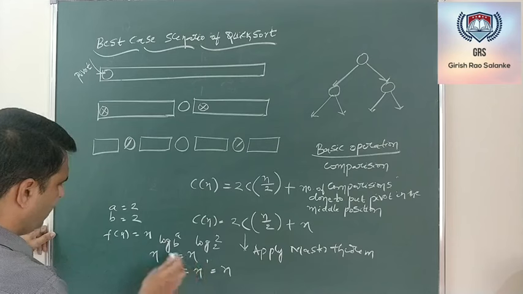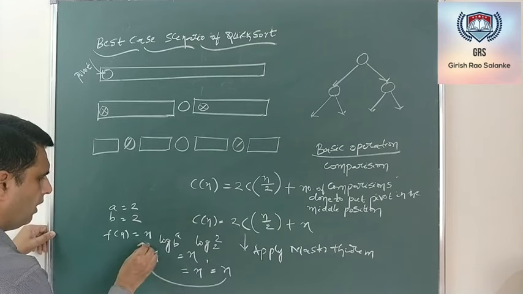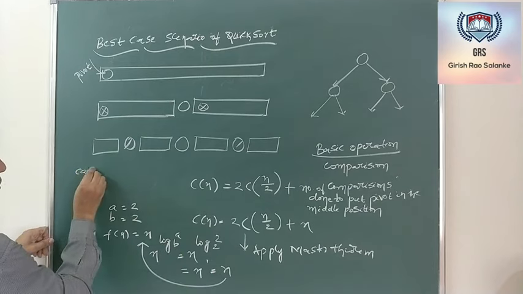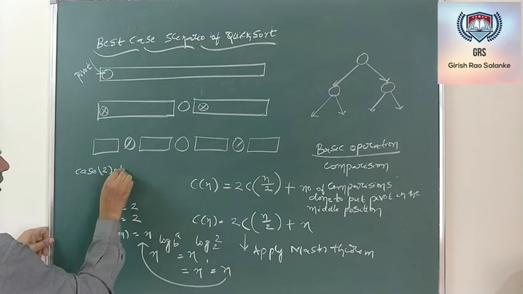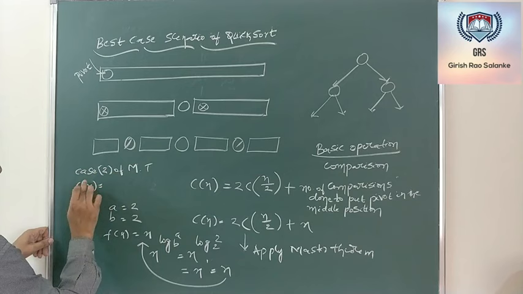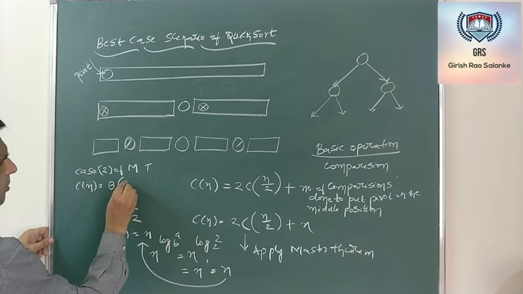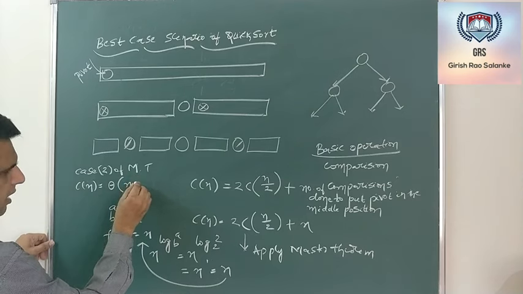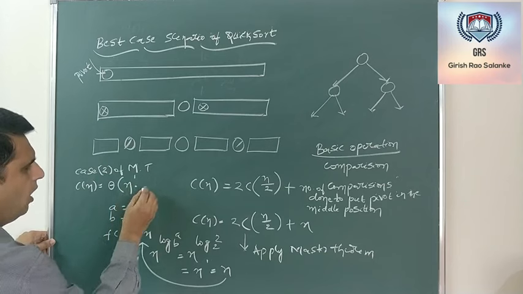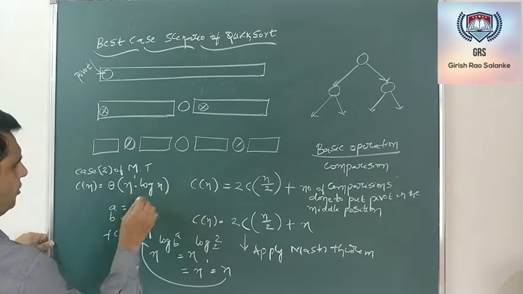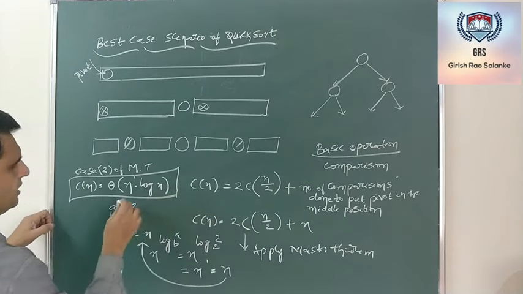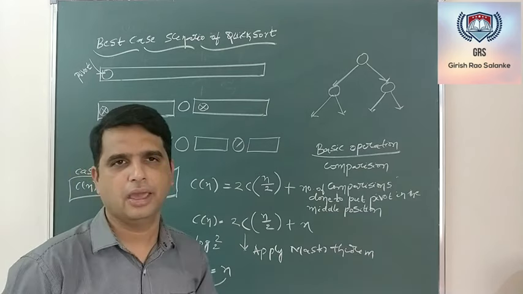Now, if you compare this n and f of n, both are the same, which implies that it is case 2 of the master theorem, which is nothing but f of n is equal to theta of n to the power of log A to base B, which is nothing but n log n. So, the time complexity of quicksort in the best case is n log n.